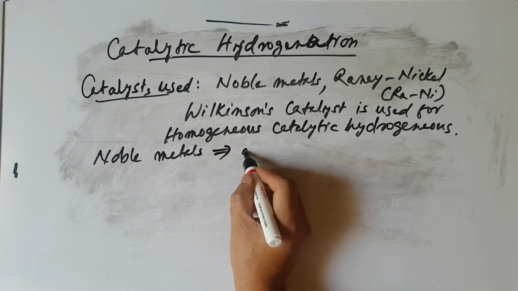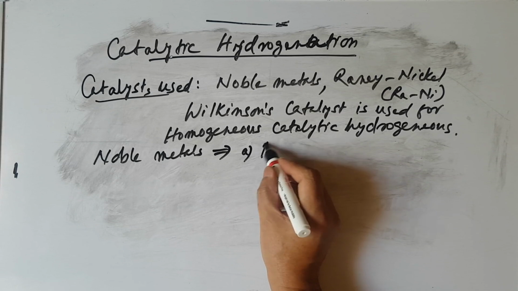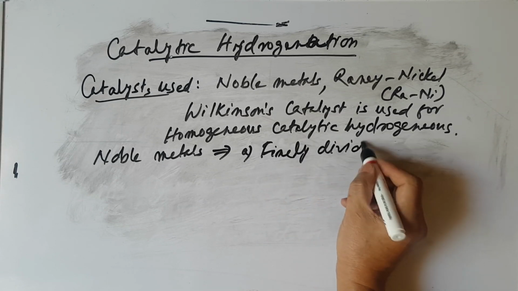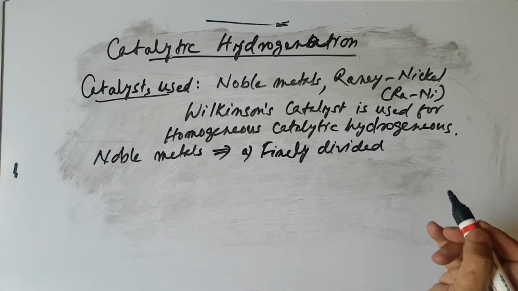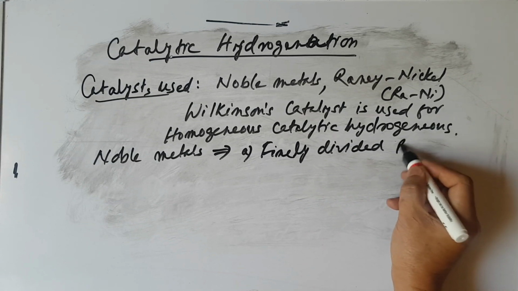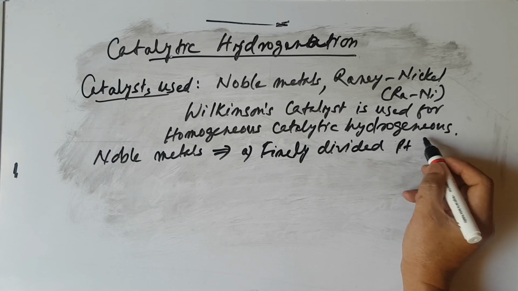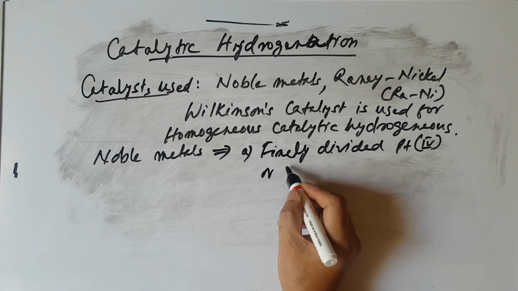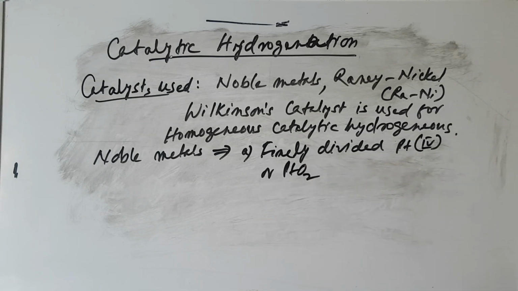Okay, first one is finely divided metals, like noble metals such as platinum, more generally platinum 4 or platinum 2, used in the form of platinum oxide. That is number 1, as a metal.